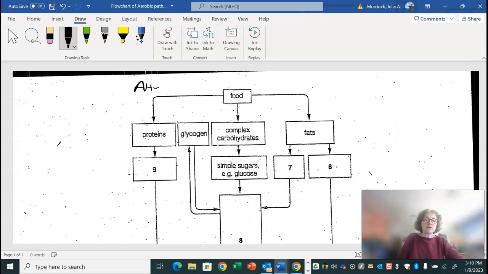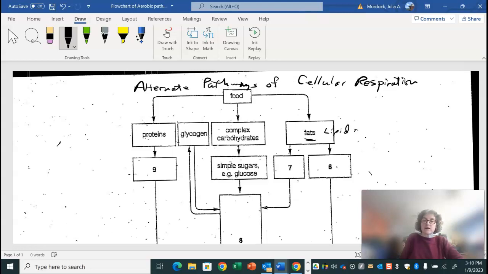So alternate pathways of cellular respiration. And by cellular respiration, we really mean aerobic respiration. Right? So fats or lipids have one way they go. Carbohydrates like glucose is the one we mainly learned about, right? You guys know that one the best. And proteins have their own way to go too. So I'm kind of going to go pretty fast through this. Let's first do the center one.